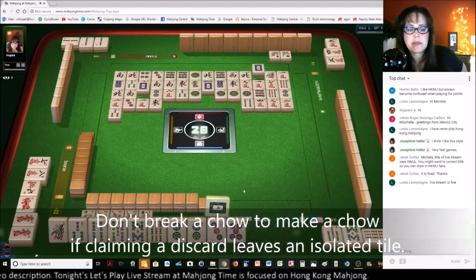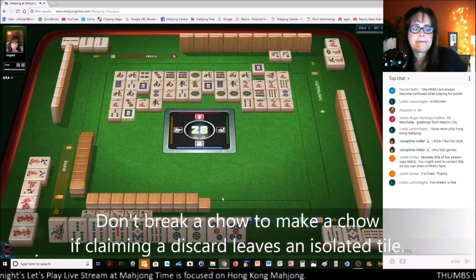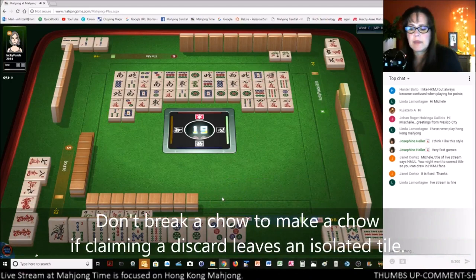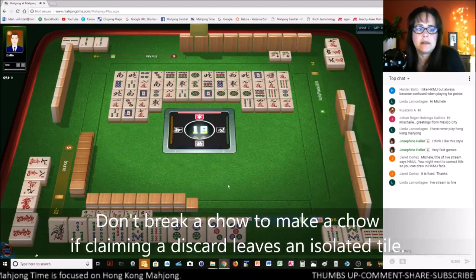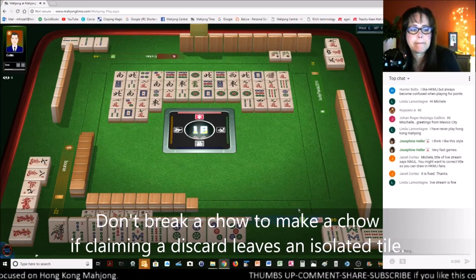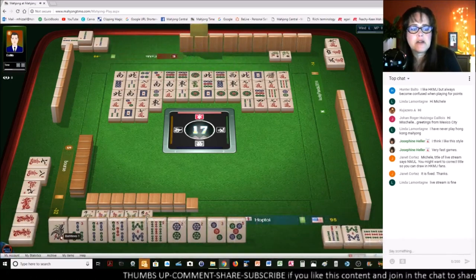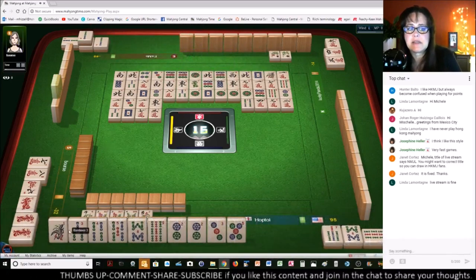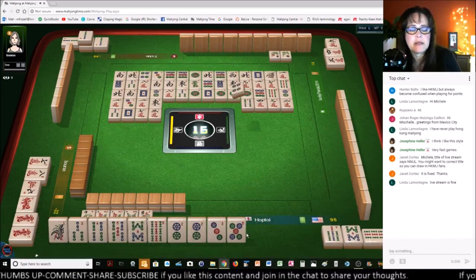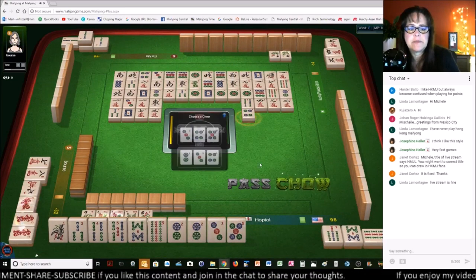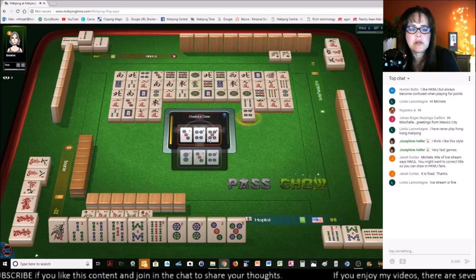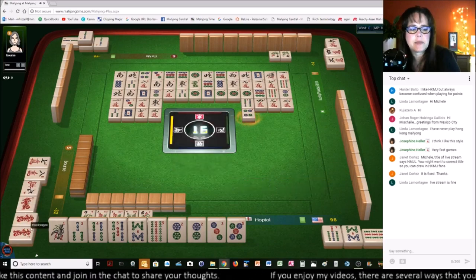White dragon. 7 characters. 2 bamboos. Okay, the one crack is a definite discard for me. 4 dots. Oh, that's a good chow. 2, 3, 4, 3, 4, 5. Chow.